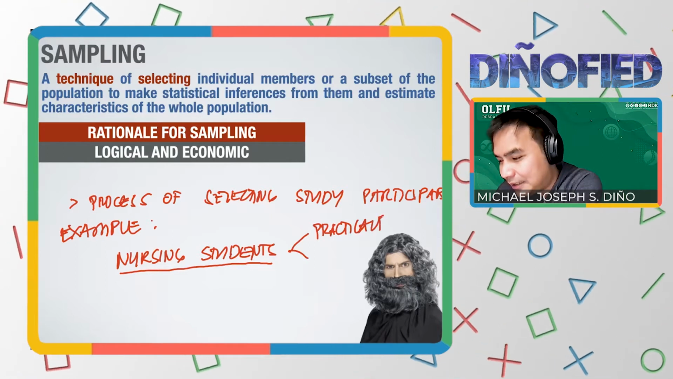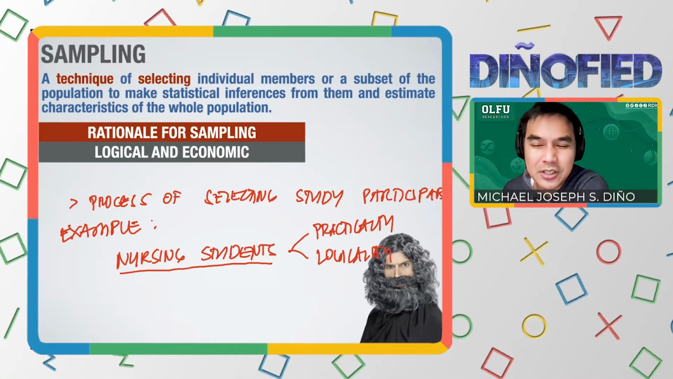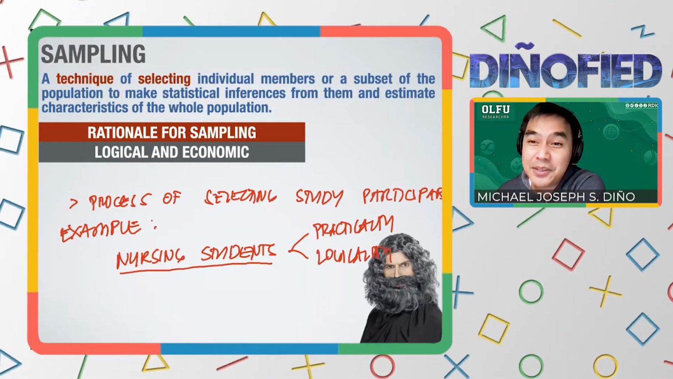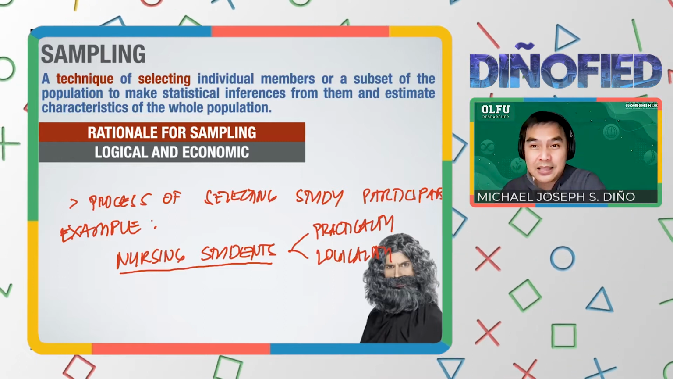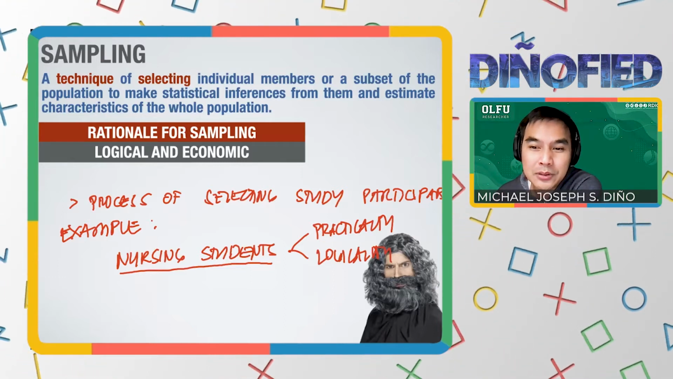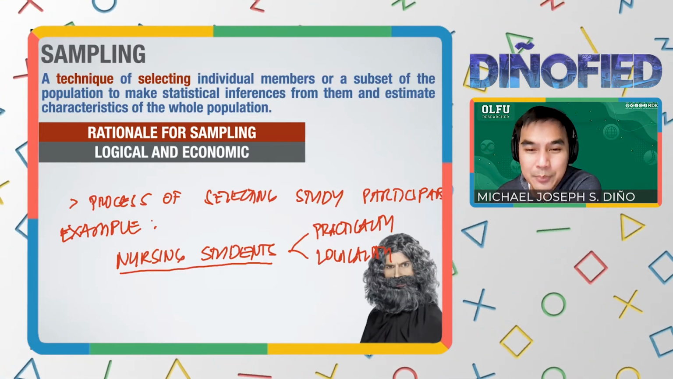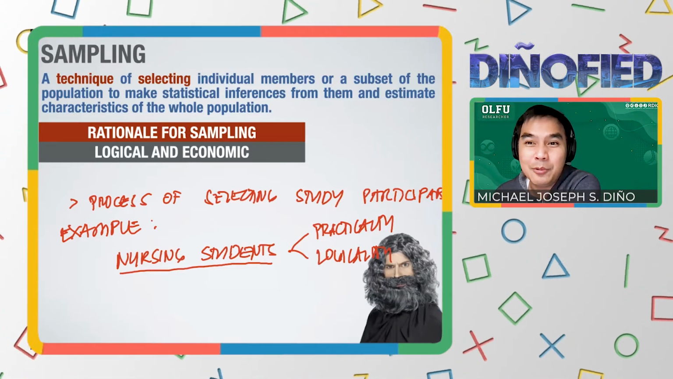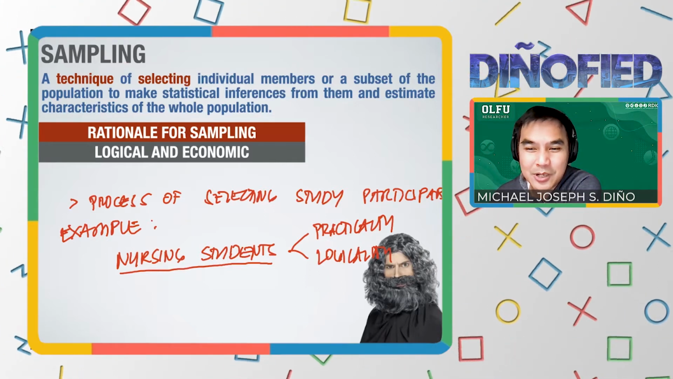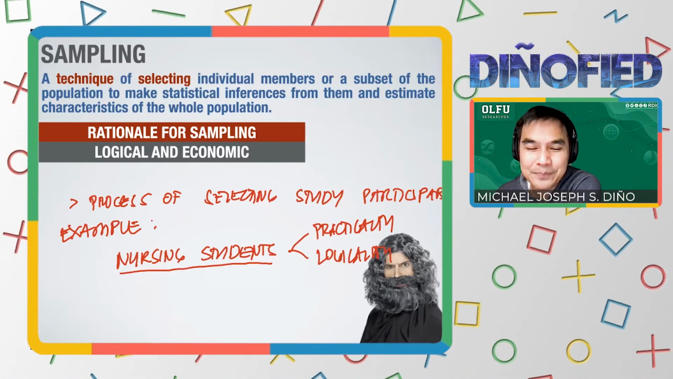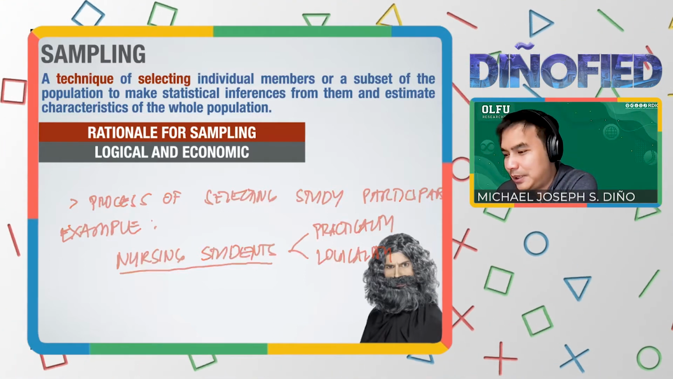Practicality, and of course you have your logicality. So it's not feasible. Sometimes it's not feasible for us to gather data as big as that. So what we're going to do is select only those who will participate in our study. And what is that process? What do we call that process? We call that sampling.